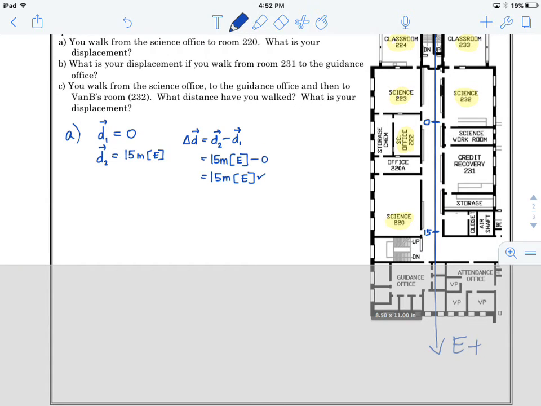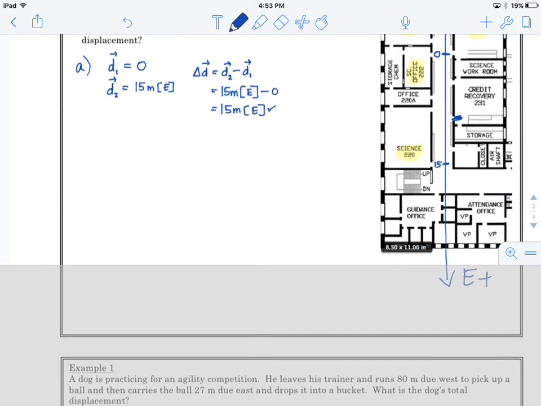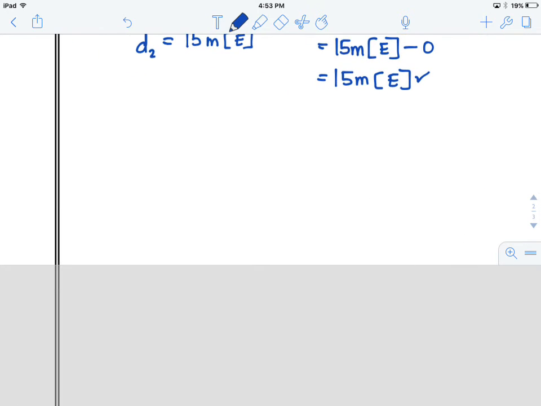So we're going to take another look at this now. We're going to take a quick look at part B. What is your displacement if you walk from room 231, okay, right here, to the guidance office? Okay, so what I want you to do is I want you to try this question.